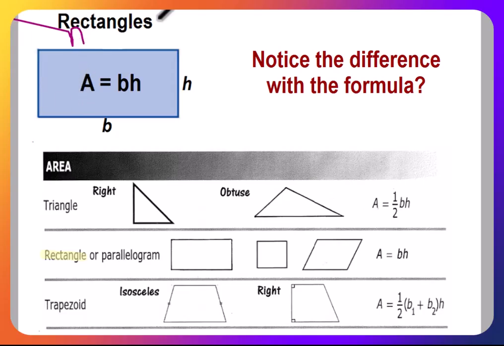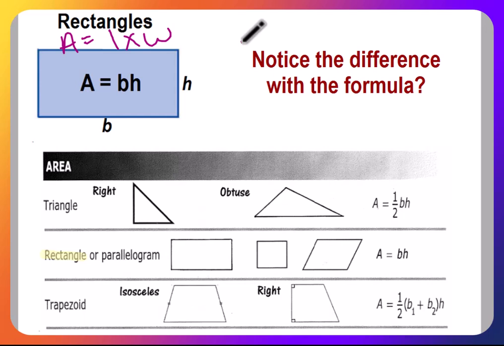Sure, in elementary, you use the formula of length times width. Okay, we're still talking length and width, but in middle school, we changed the variables, the letters. Instead of L and W for length and width, we use the terms base and height, B and H.